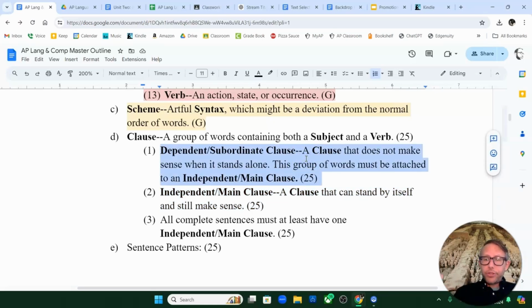People will use one or the other. So I don't care if you call it a dependent clause or a subordinate clause. I'm going to know what you're talking about, and certainly anyone else who's in the English biz will know as well. So what is a dependent subordinate clause?